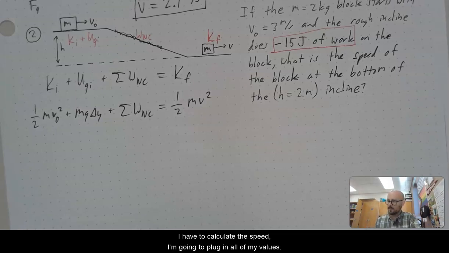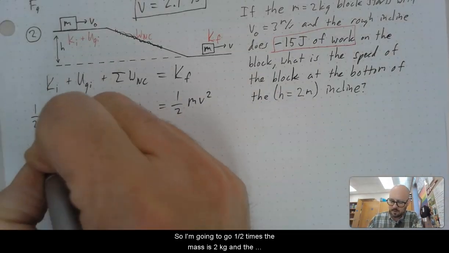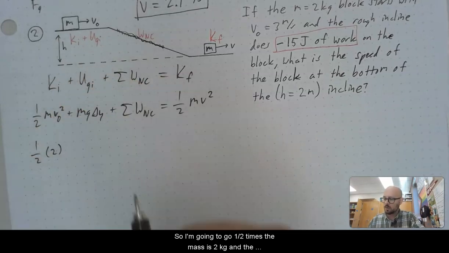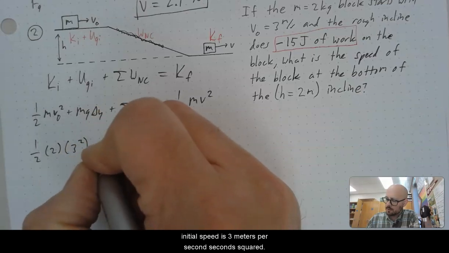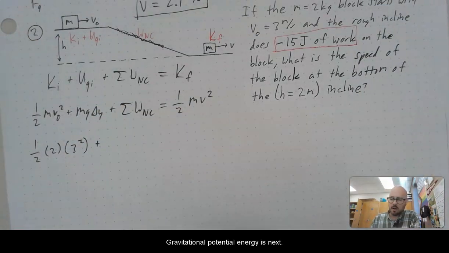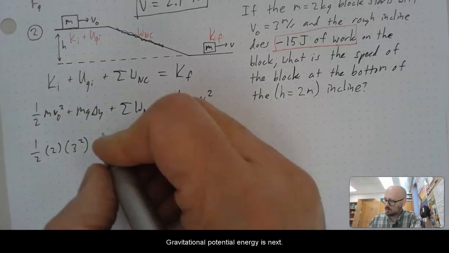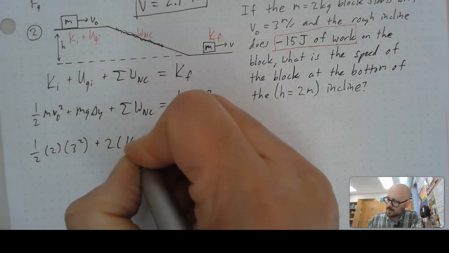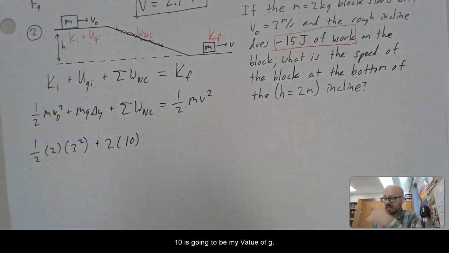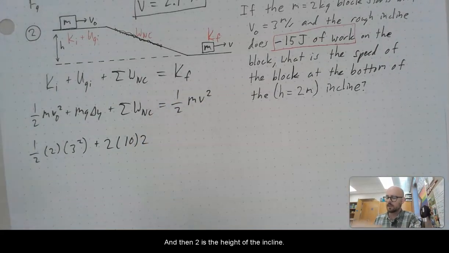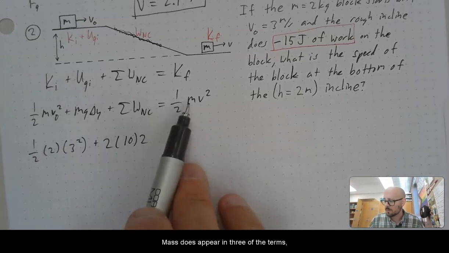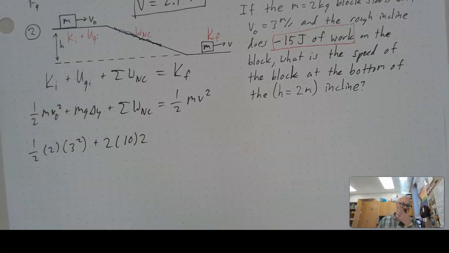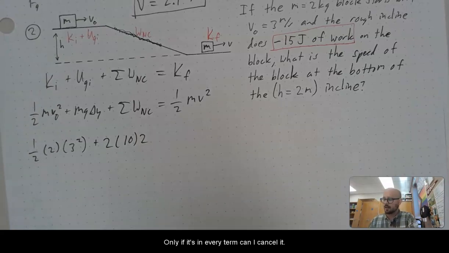I'm going to plug in all of my values. So I'm going to go 1/2 times the mass is 2 kilograms, and the initial speed is 3 meters per second. That gets squared. Gravitational potential energy is next. So 2 is the mass, 10 is going to be my value of g, and then 2 is the height of the incline. Backtrack just a moment. I was not able to cancel any variables. Mass does appear in 3 of the terms, but not in all 4. Only if it's in every term can I cancel it.